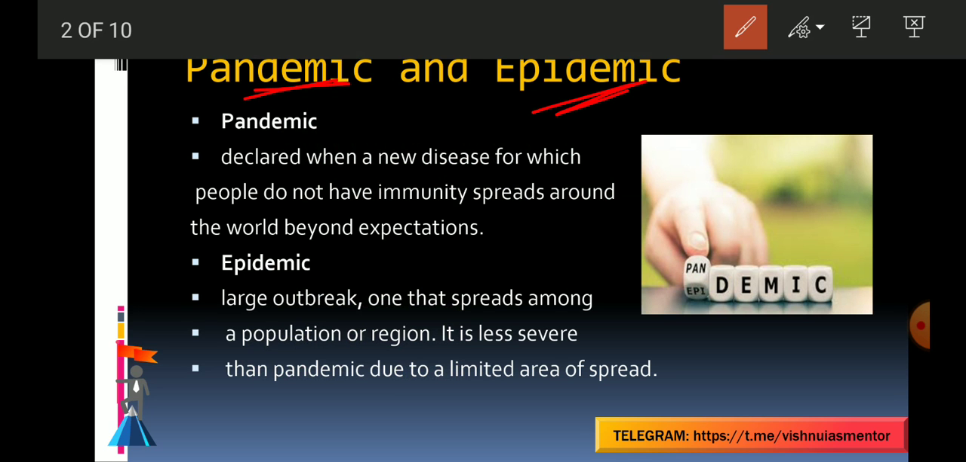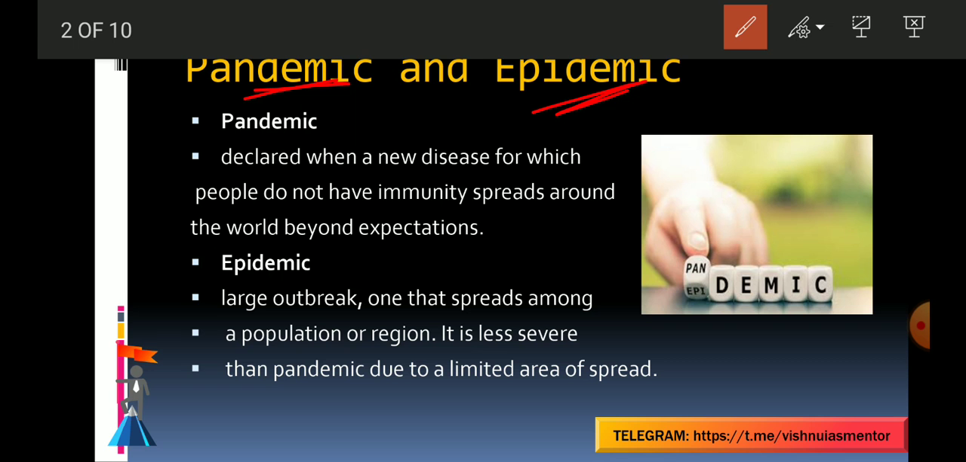According to WHO, a pandemic is declared when a disease spreads and people do not have enough immunity. When people do not have immunity and a new disease spreads around the world beyond our expectations, we call it a pandemic. That will bring a huge loss of life and many other losses also.